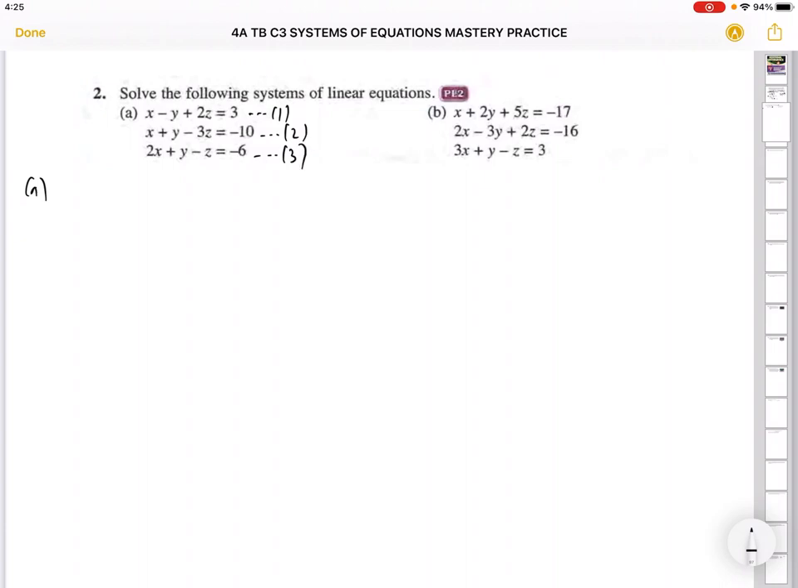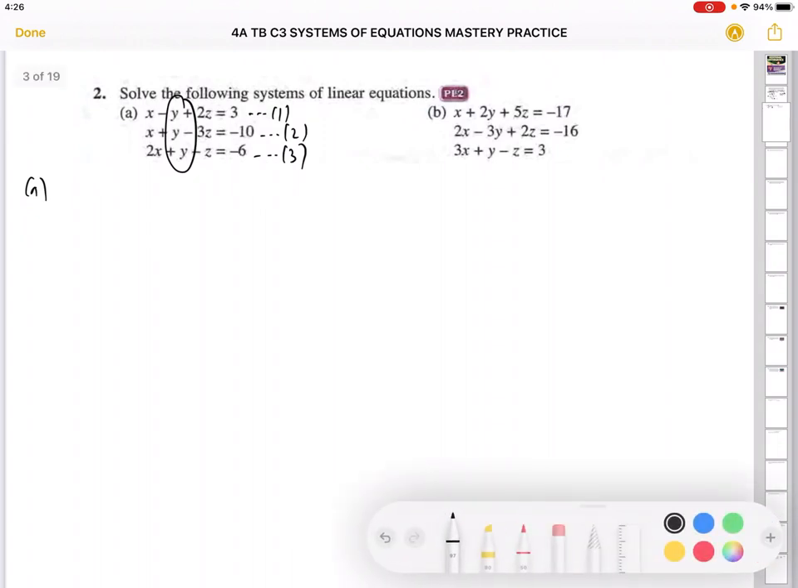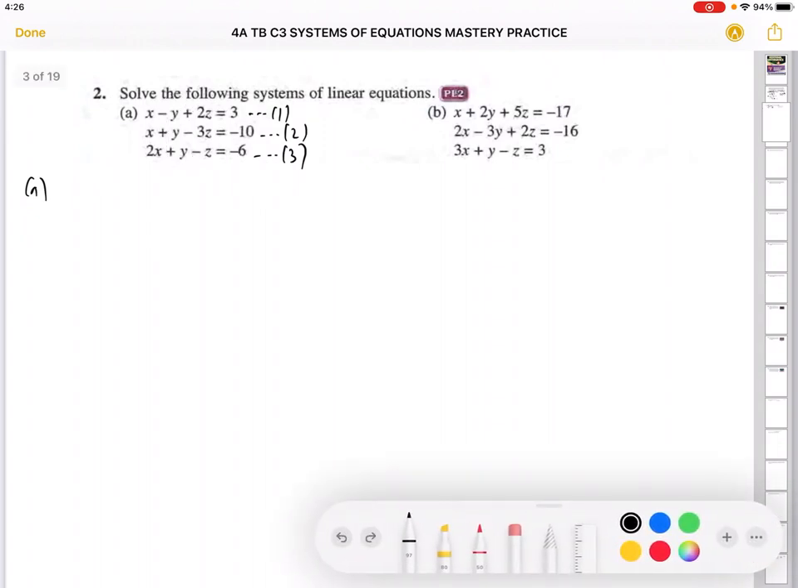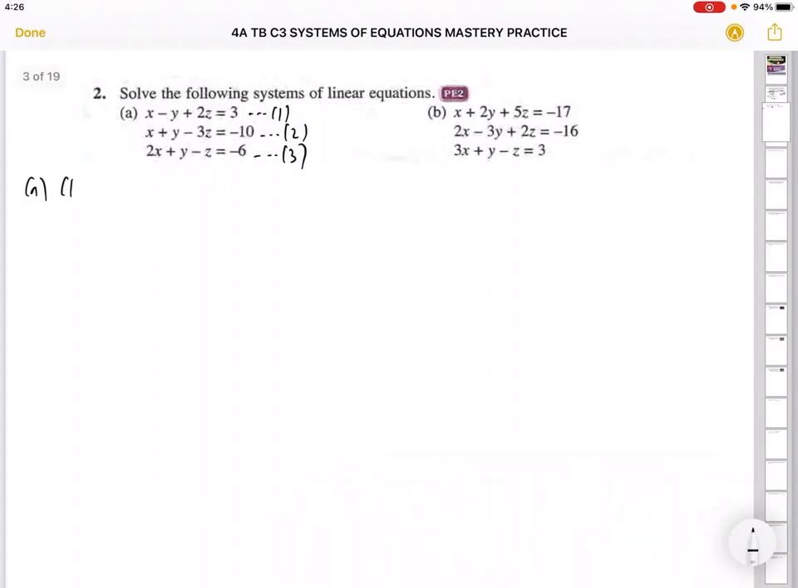If you want to solve, I can see that the y here has the same coefficient, so it's easier to get rid of y, right? So we can have x and z left. The rest I don't want. I just want to get rid of y. I just want to have x and z. So I'll take equation 1 plus equation 2. So 2x minus z equals -7. That will be my first equation. Okay, call it equation number 4.